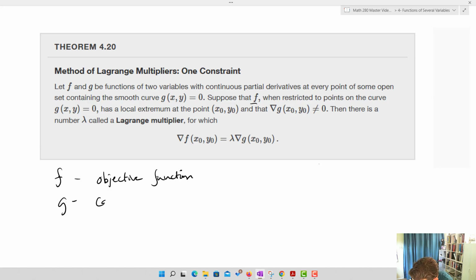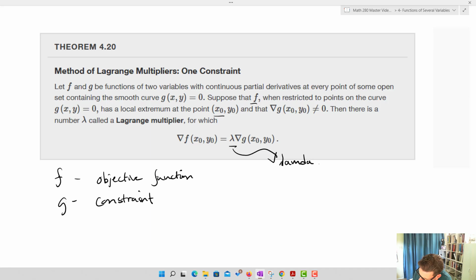G is going to be our constraint. And then we've got lambda. Lambda is going to end up being our Lagrange multiplier. Okay? And that's what that's called, the Lagrange multiplier. It's also called lambda. That's the name of that thing. Okay? What we can see here is basically we're going to do this kind of thing.